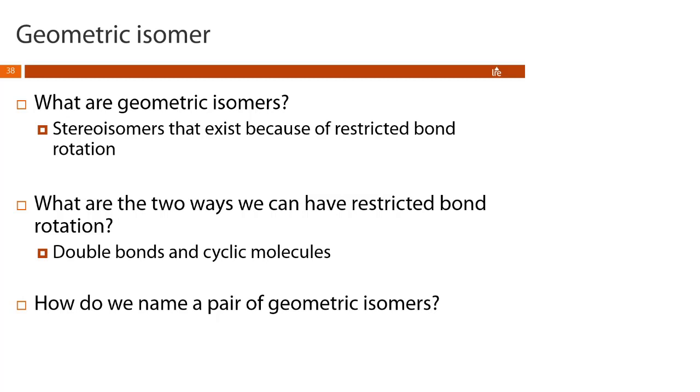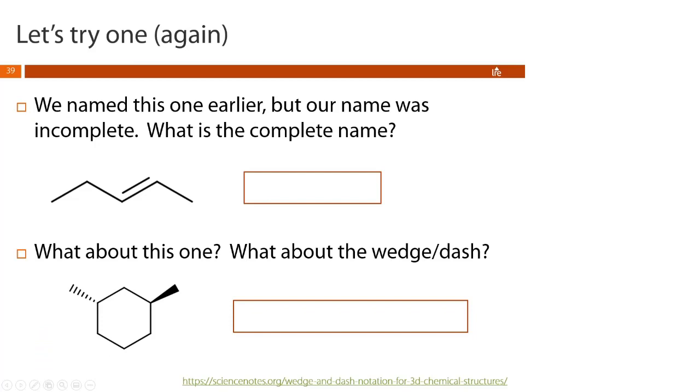And so like I alluded to earlier, when I said another term for geometric isomers is cis-trans isomers, we name a pair of geometric isomers using cis-trans notation. Okay, so let's try an example. In fact, let's try the same example that we started this video off with. So we named this one earlier, but our name was incomplete. We came up with the name 2-pentene, but since we have restricted bond rotation at this double bond, we have to identify whether this molecule is cis-2-pentene or trans-2-pentene.